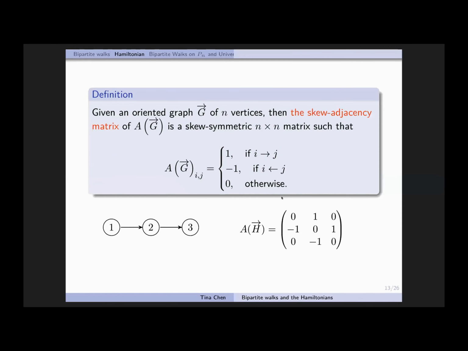Before going any further, I want to introduce two matrices. One is the skew adjacency matrix. Given an oriented graph G, we define the skew adjacency matrix to be a skew symmetric matrix such that if the ij entry is equal to 1, that means there's an arc from i to j, and if there's an arc from j to i, then we put -1 into the ij entry, otherwise we put 0. Here is an example of an oriented P3, and that's the skew adjacency matrix of P3 here.